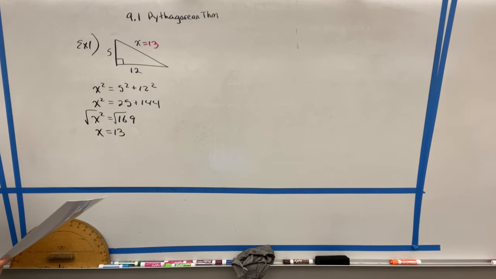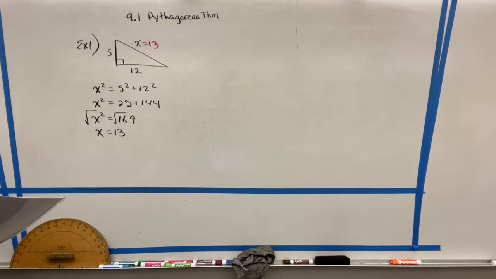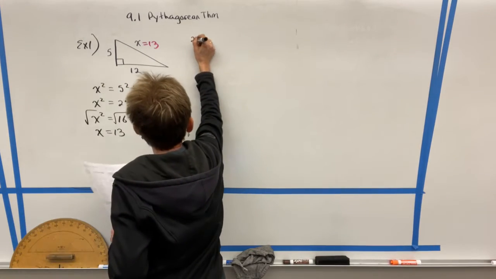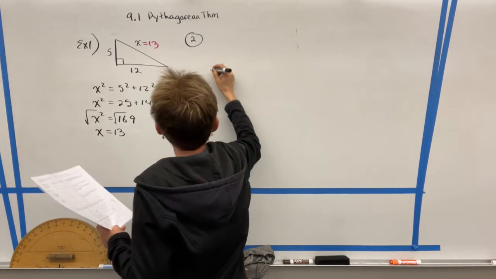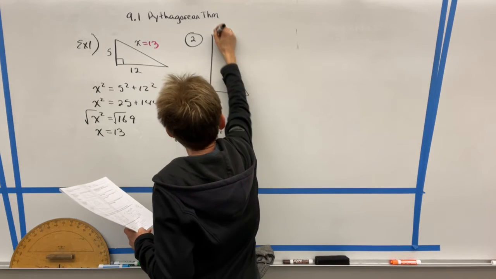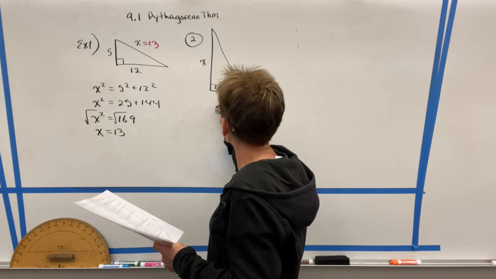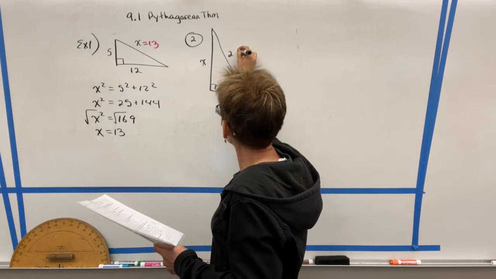In other words, they are not decimals or fractions or square roots. Okay, let's go ahead and look at problem number 2. Again, we're trying to see if there is a Pythagorean triple here. We're going to put an x here and a 7 there and a 25 there.